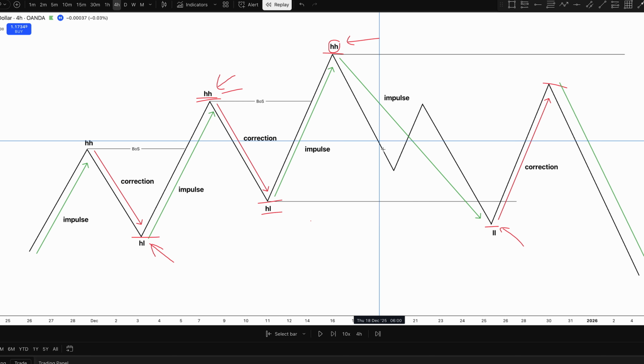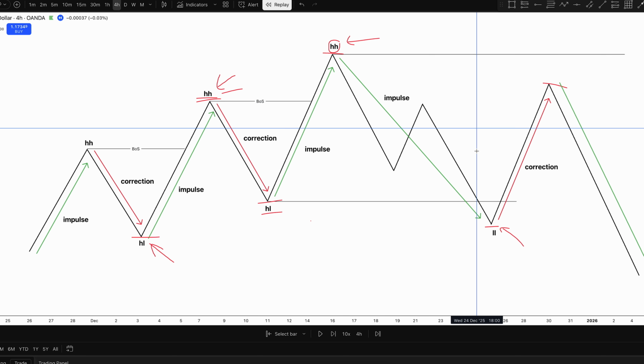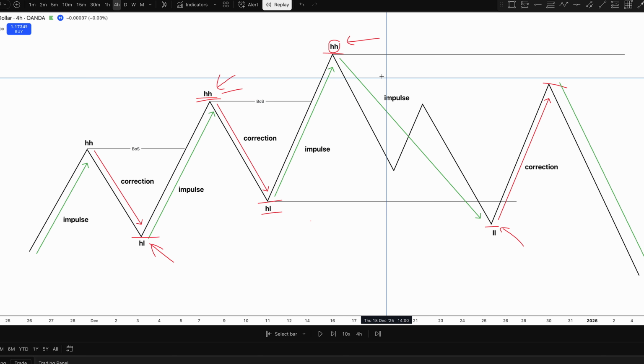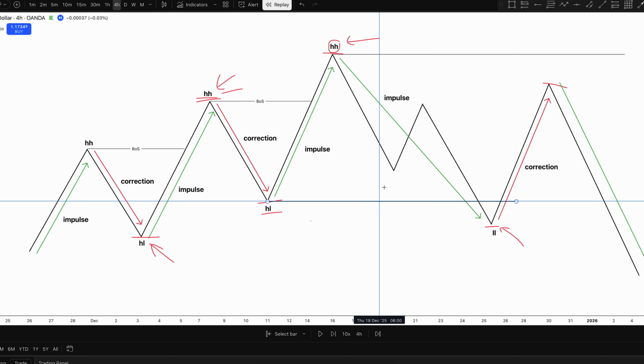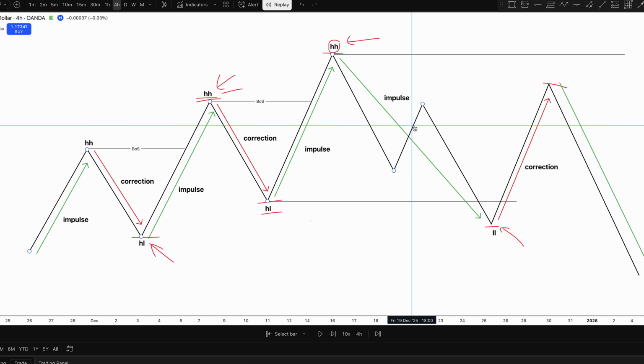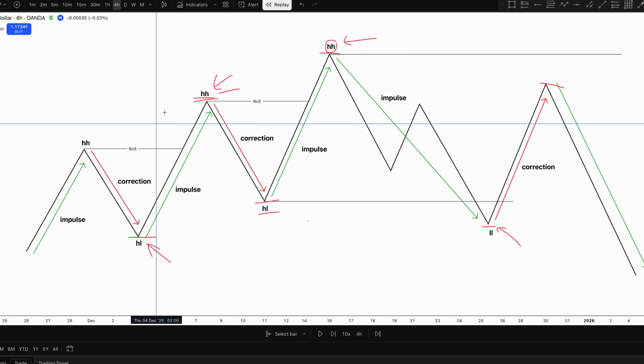If we didn't break through any high or low, then it doesn't matter how much sideways action we get there. It's all going to be one impulse or one correction once the high or low has been validated, whichever way the market decides to go. Okay, so that is the theory of impulse and correction.